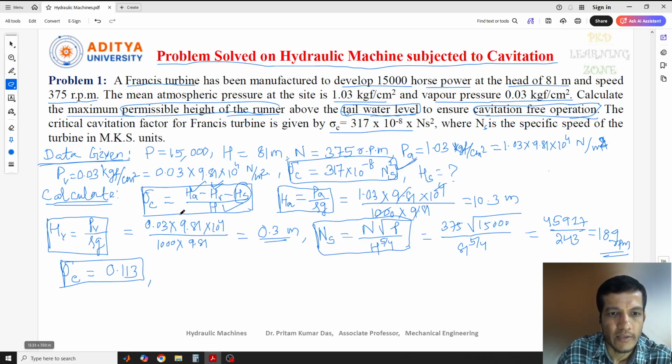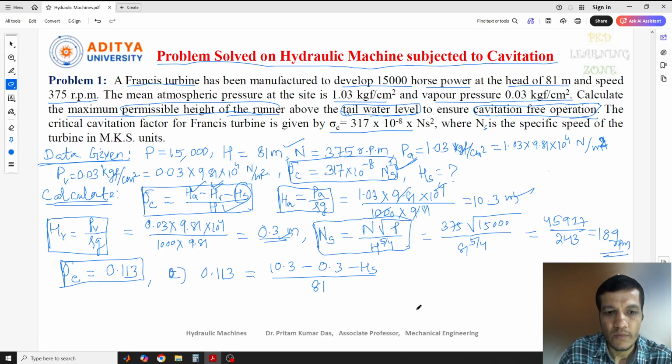Now finally, this is our formula to find out the HS value. So put all these values in sigma c. Sigma c equal to 0.113 equals HA, that is 10.3, which we have just now calculated, minus 0.3 minus HS, divided by H, which is 81, given in our question.